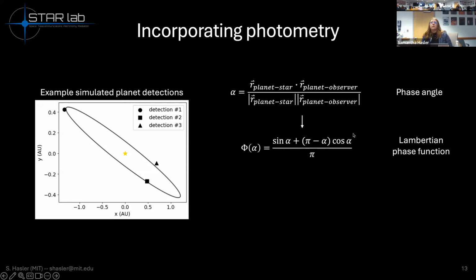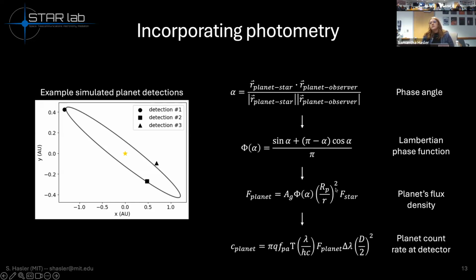So for this initial work, we're just using a Lambertian phase function. This approximates most planetary phase functions relatively well for this work. And then we can feed that directly into calculating our planet's flux density. So we prescribe some geometric albedo, we have our phase function, prescribe a planetary radius and some stellar flux. And then that, of course, also feeds directly into our planet count rate of the detector.